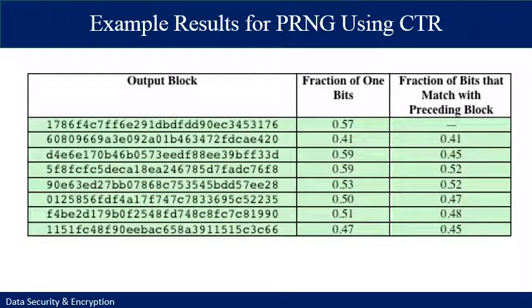Similarly, this table shows the results for the same key and the value V for the counter mode. And again you can see the results are favorable and there is no or limited correlation between two subsequent blocks.